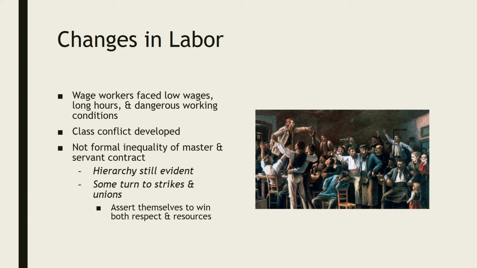So wage workers faced low wages, long hours, and dangerous working conditions. There's no OSHA, which is the government entity responsible for making sure that working conditions across the country are safe. That didn't exist. And so working conditions were quite dangerous, as you can imagine. And also class conflicts started to develop. So these are not the formal inequalities of the master-servant contract, but there's still a hierarchy evident. And some start to turn to strikes and unions in order to assert themselves to win both respect and better resources.